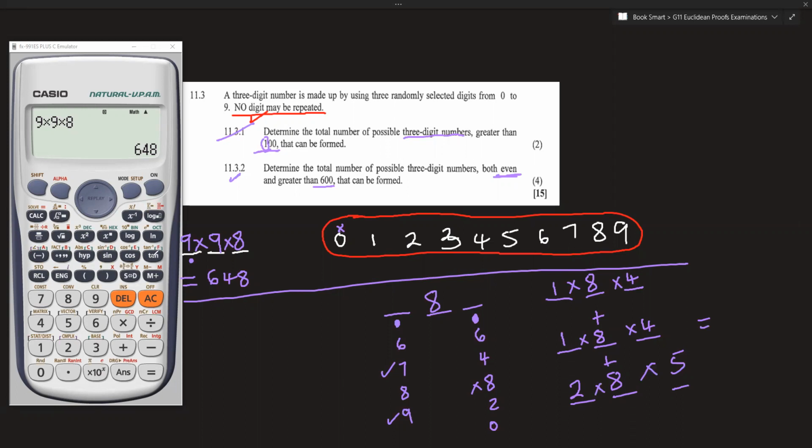Let's see how much it's going to be. So I have 1 times 8 times 4, plus 2 times 8 times 5. That gives me 144. So here I get 144. And this is also finito.